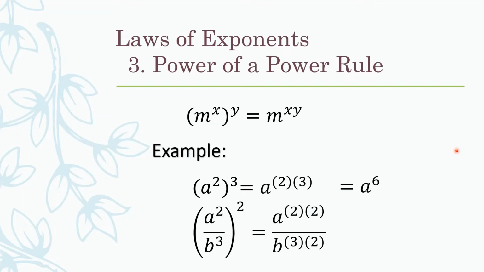Another example, a squared over b cubed, raise that fraction to the second power, ang answer. So, A, ang exponent ni A ay magiging 2 times 2, while B magiging 3 times 2, which is equal to A to the 4th power over B to the 6th power.